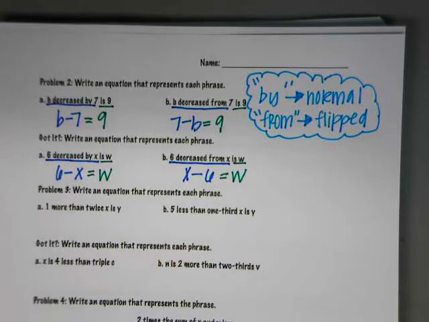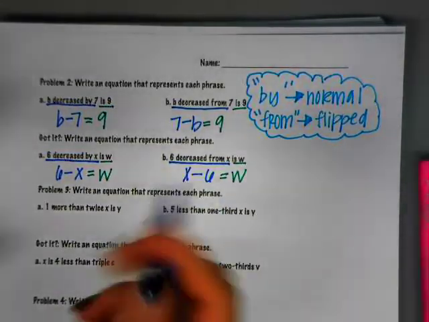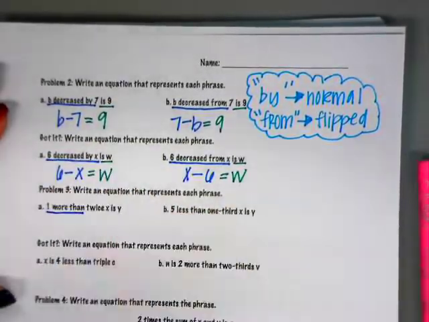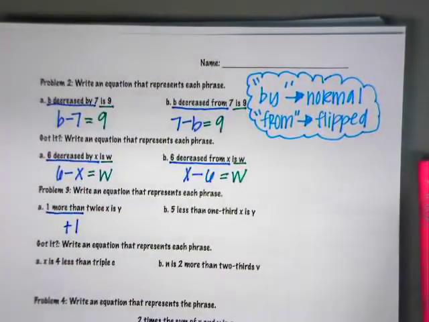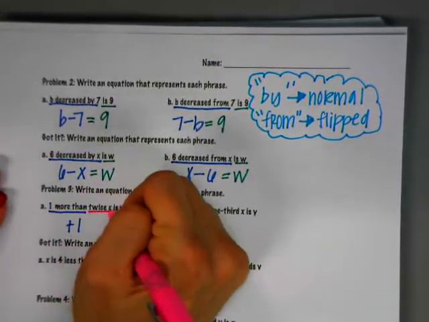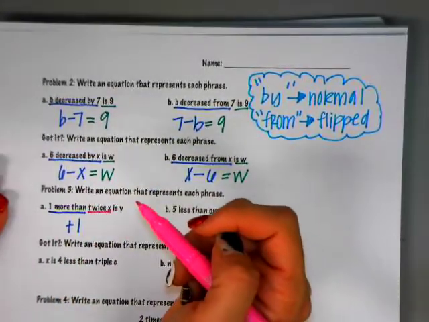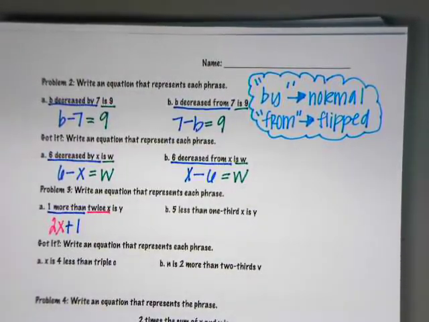So these ones are kind of the same as problem 1, the ones before this. We're just adding in a little piece. So, 1 more than. Remember, than is flipped. So 1 more than is going to be something plus 1. Twice X. How do I write twice X? Yep, 2 times x, so 2x. So 1 more than twice x is going to be 2x plus 1.